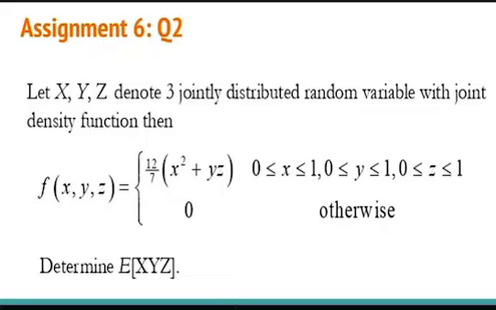I realized that I needed to review question 1 and question 2 of assignment 6 with you, which is what I've done now.